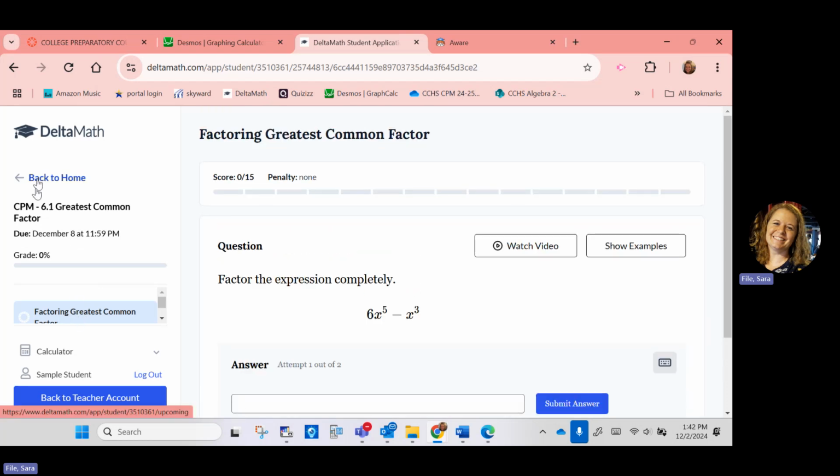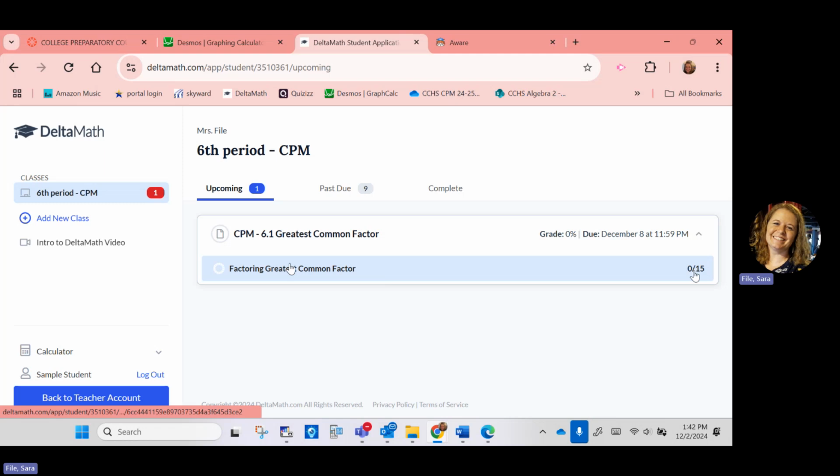Okay, so in this case, there's 15. You want to get 15 of these right to get 100 on your grade. Okay, it may take you only 15 tries. Maybe you get them all right. Fantastic. It may take you 20. Maybe you'll get a handful wrong, and that's okay. Okay, but there's no penalty for getting them wrong. You just have to do some extra problems.